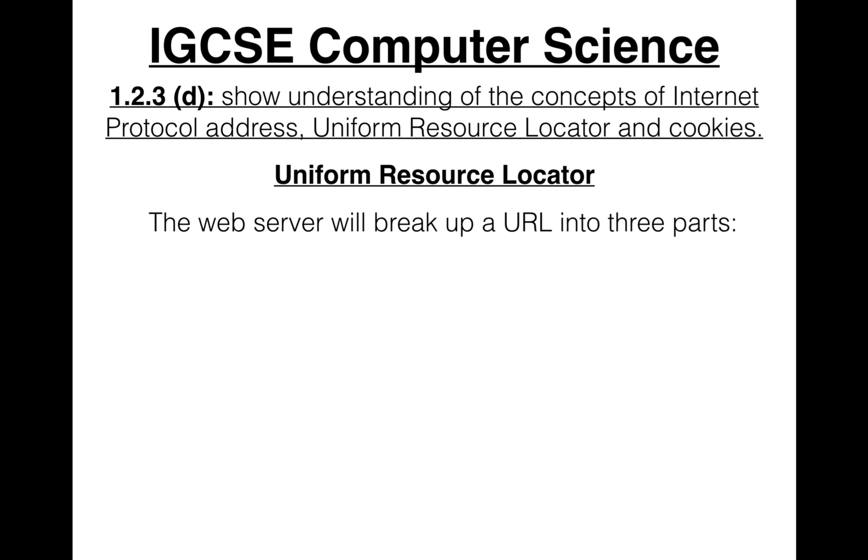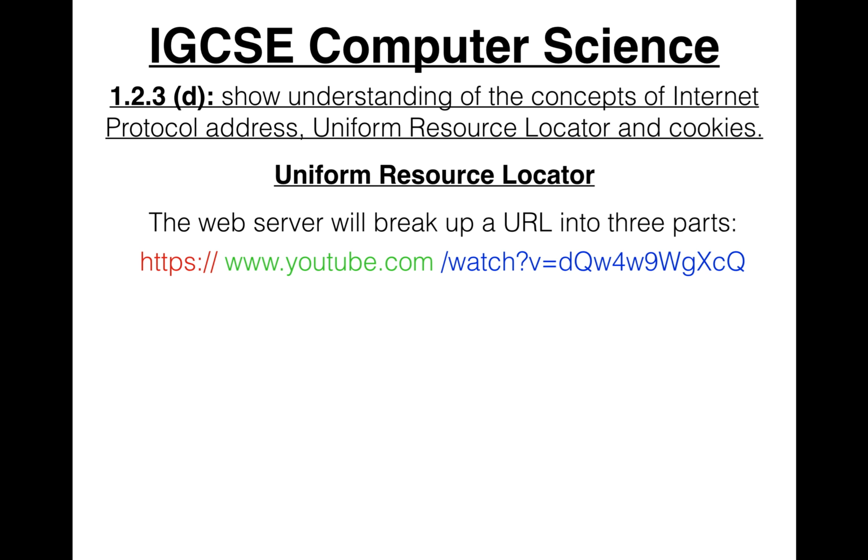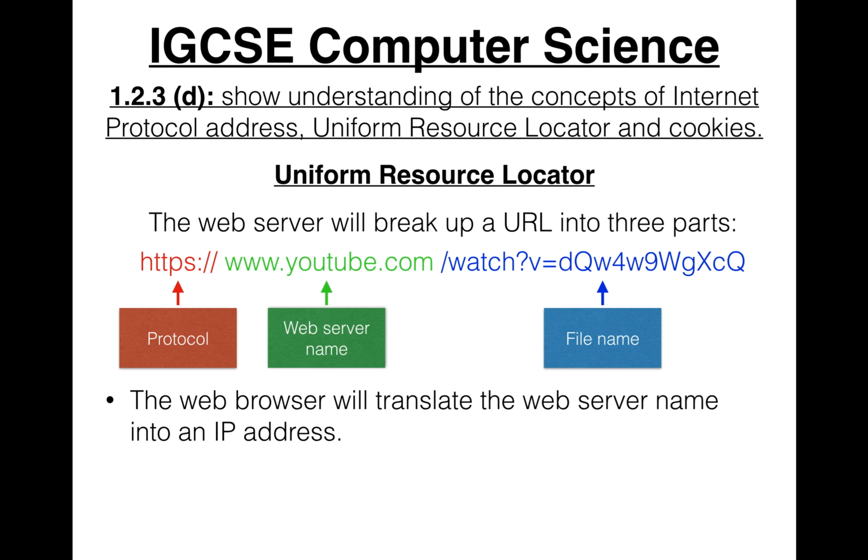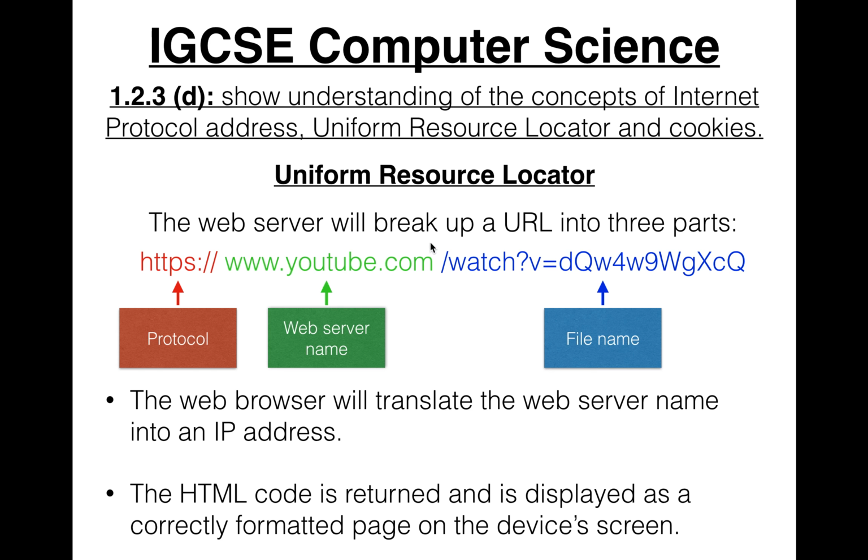The web server will break up a URL into three parts: the protocol, like HTTP or HTTPS, the web server name, and the file name. The web browser will translate the web server name into an IP address. When you type in a URL and hit enter, the HTML code which exists in that location is returned, and then it's displayed as a page on your device's screen. That's pretty much what happens.